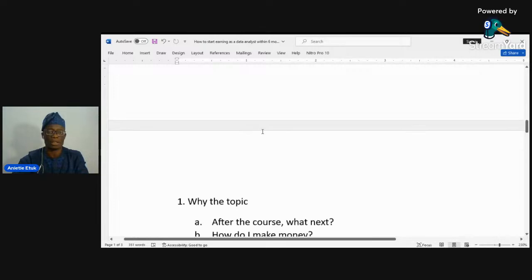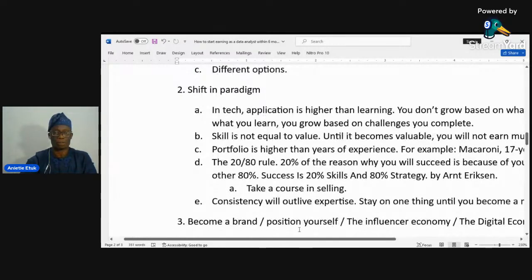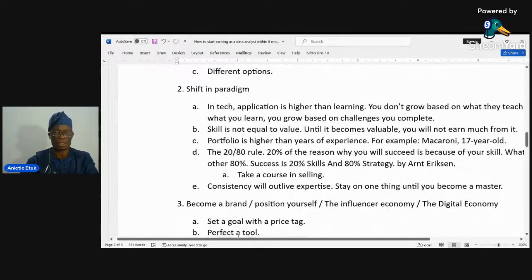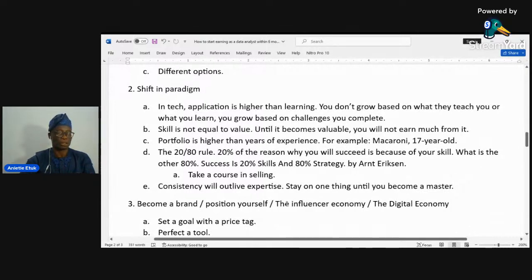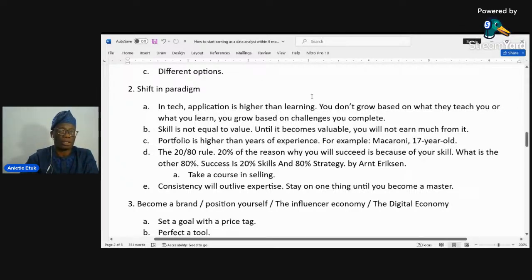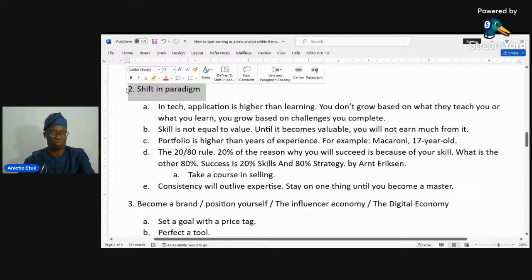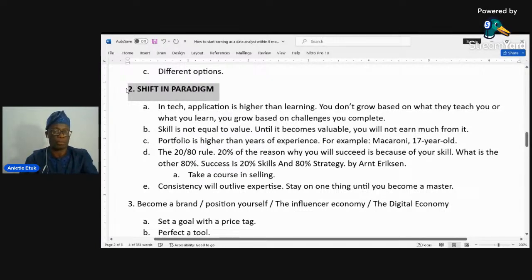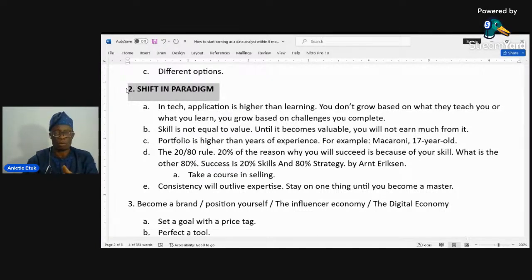So now let's start with the second part of our discussion. I want to mention some things that I've seen people make mistakes with, and I don't want us to make this mistake. I call it shift in paradigm. That's the topic. The idea is this: if these 5 things are not clear and you don't work on them, no matter how you try to do the other ones, it may be difficult to achieve them.